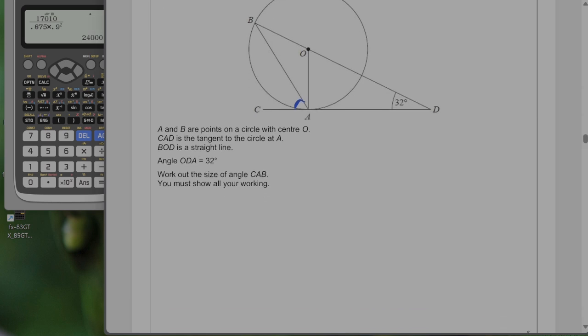Right, so it's not asking us to state the reasons, but I'm going to say that that angle there is going to be 90 degrees. So OAD is going to be equal to 90 degrees because the radius and the tangent meet at 90 degrees. I'm then going to say that this angle here, AOD, is going to be equal to, we could do 180 minus 90 minus 32, but I'm just going to do 90 minus 32, because 180 minus 90 is going to be 90. So that's going to give me 58.